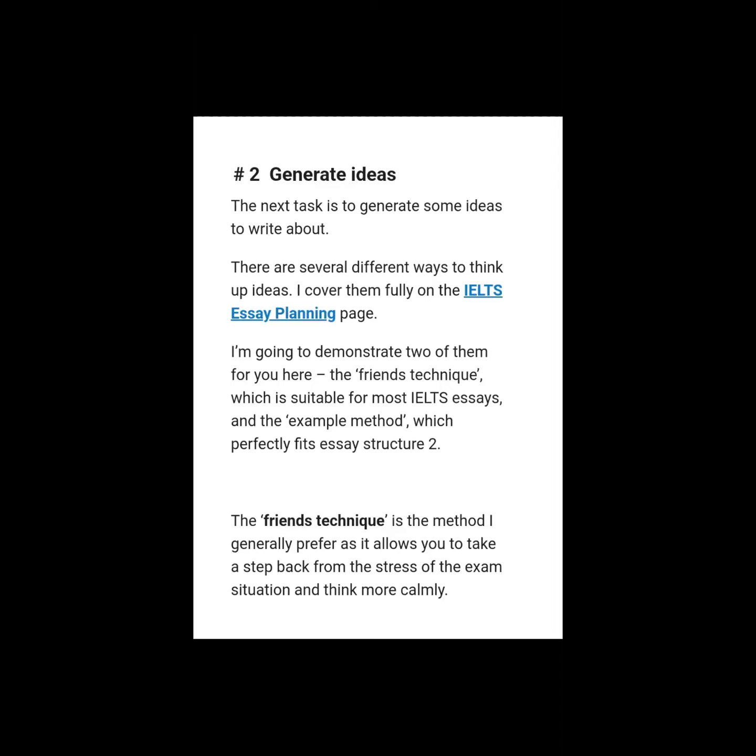So I'm going to demonstrate 2 of them for you here. The friend technique, which is suitable for most IELTS essays, and the example method, which perfectly fits essay structure too. The friend technique is the method I generally prefer, as it allows you to take a step back from the stress of the exam situation and think more calmly.